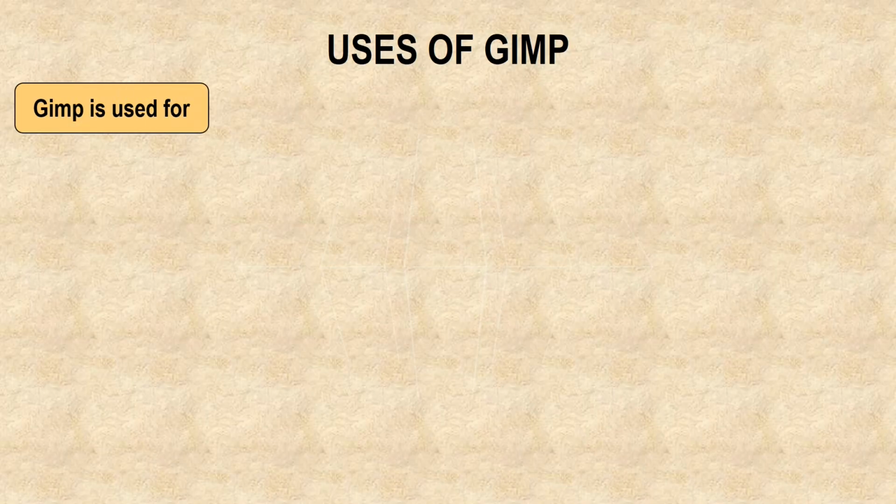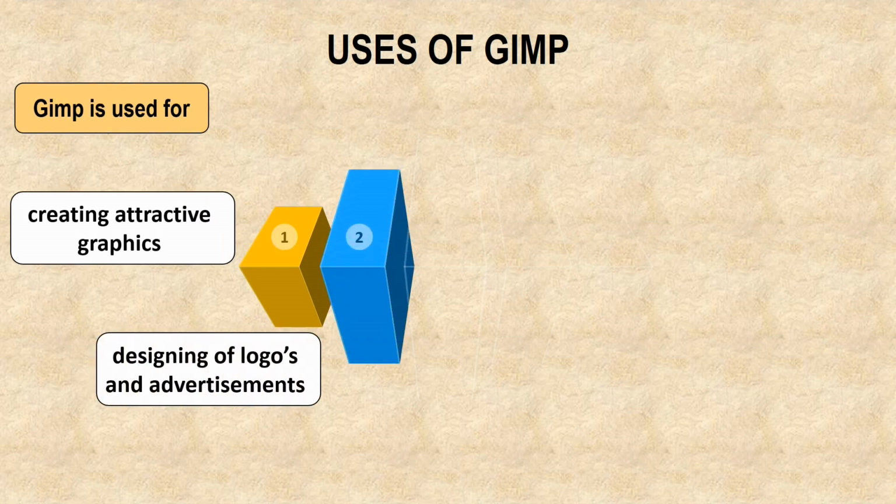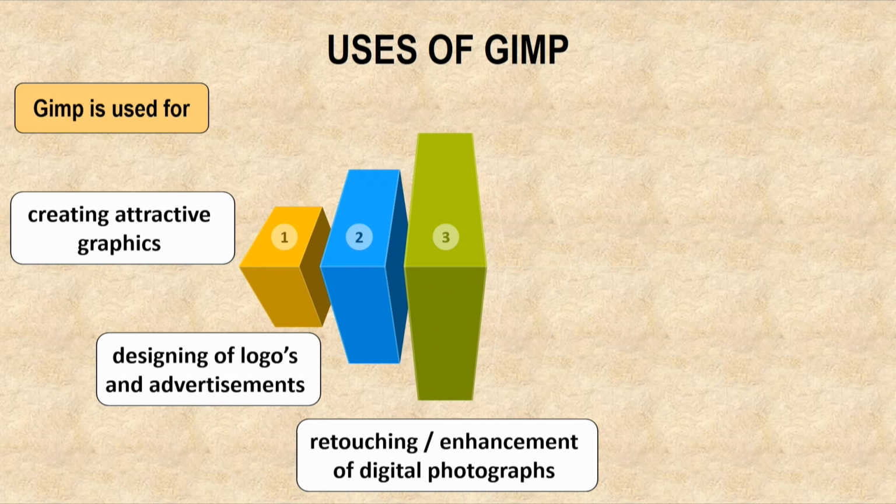GIMP can be used for several purposes. Some of them are mentioned here. Primarily it is used for creating attractive graphics. So, graphic designers make use of GIMP open source software for creating the graphics part, designing of logos and advertisements, retouching and enhancement of digital photographs. In this particular section, the main focus is on improving the quality of the graphics for different applications.